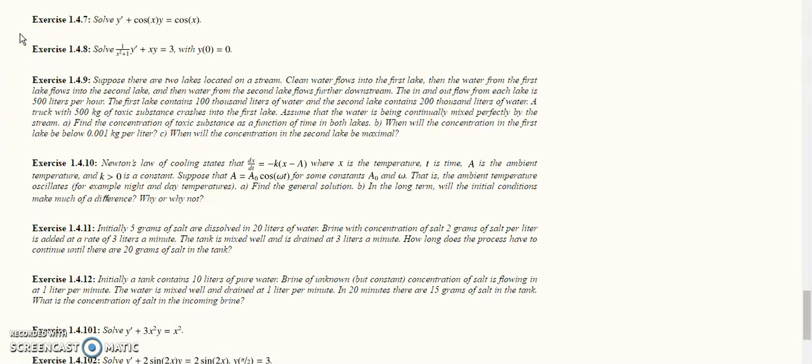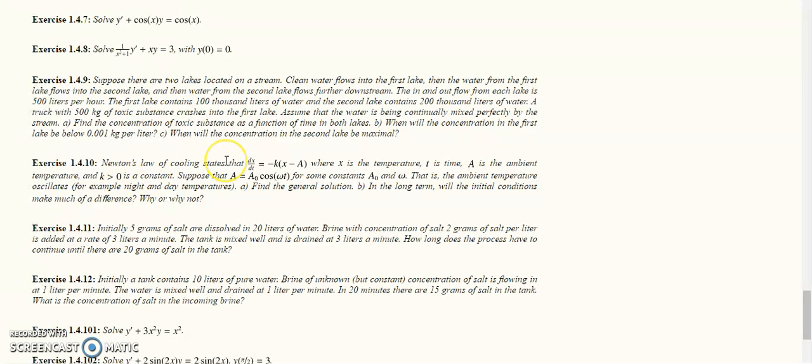I'm here to show you how I solved the question from level 1.4.10, which is a Newton's law of cooling question. We are given that dx over dt equals negative k times x minus a, where x is the temperature, t is the time, a is the ambient temperature, and k is a proportionality constant which is greater than 0.